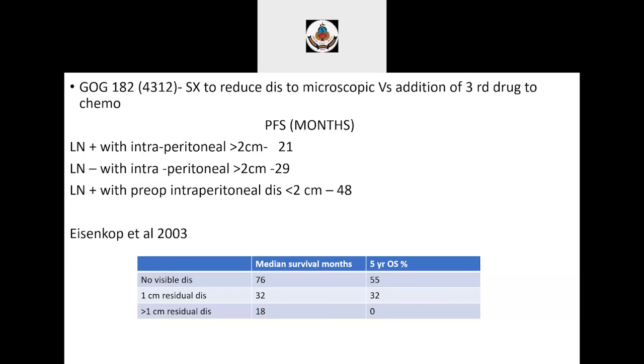If you can take it out, if it is positive, you take it out, you optimally debulk, and all these patients would receive chemotherapy. So anything more than 2A would receive chemotherapy.